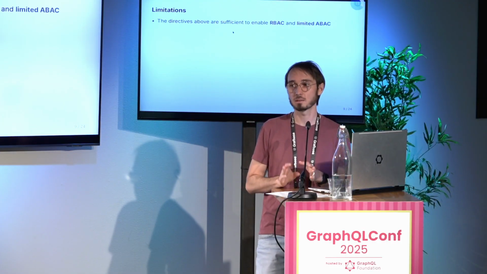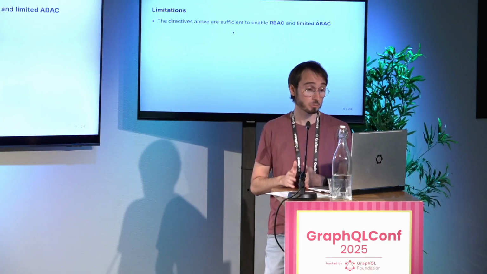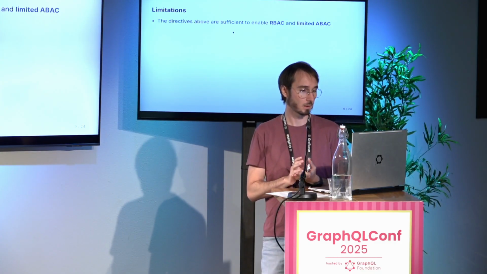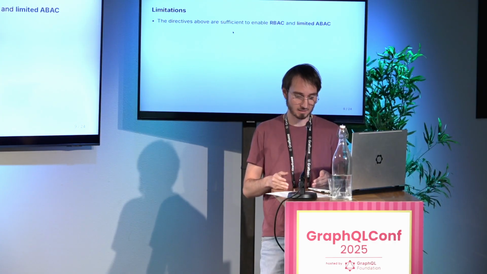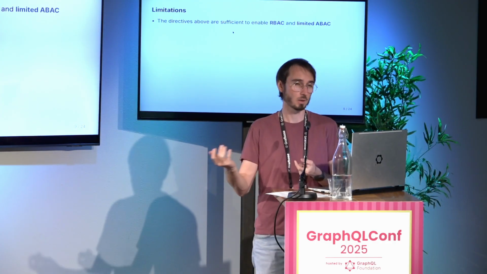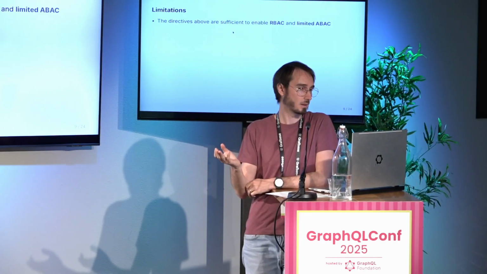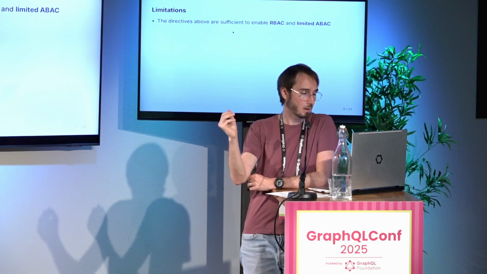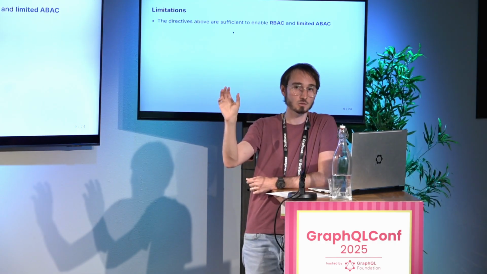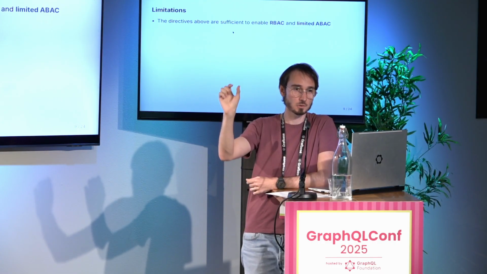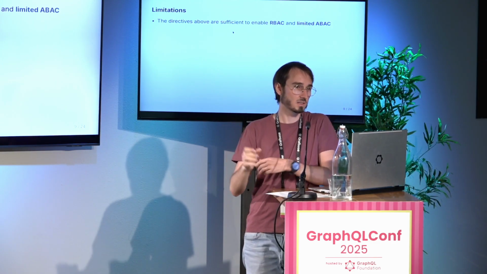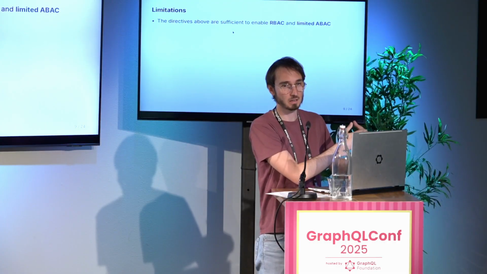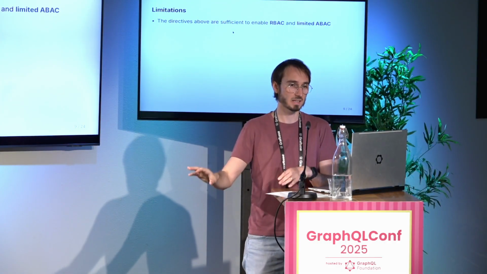That's sufficient for very basic role-based access control and limited attribute-based access control. What I mean by that is that you can assign roles based on, well, typically JWT claims, so based on the authorization header in the request. And then you can allow access to parts of the schema or parts of the types based on that. So you could see only these people see this group of people, this role sees the admin dashboard, or this group of people sees that type.